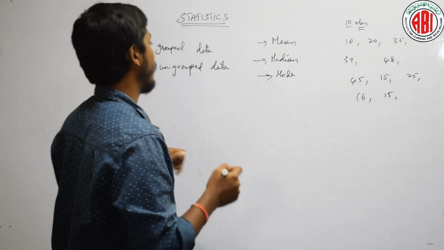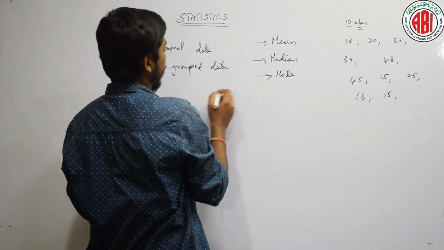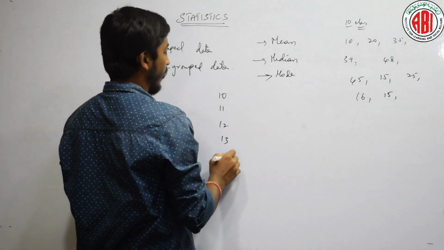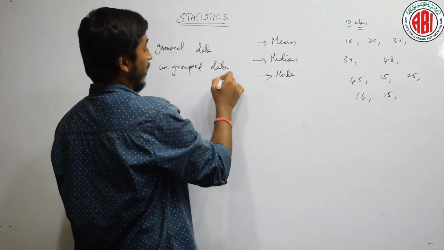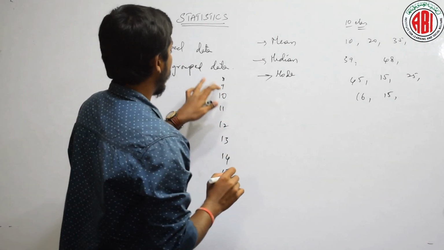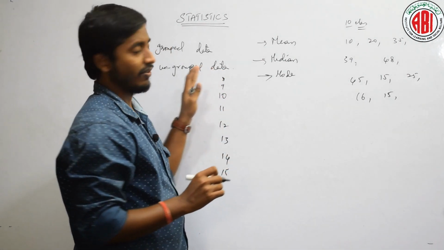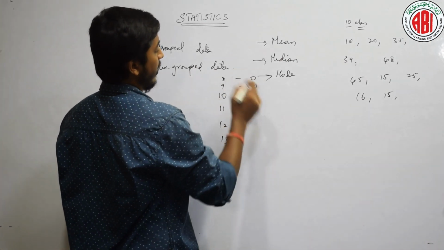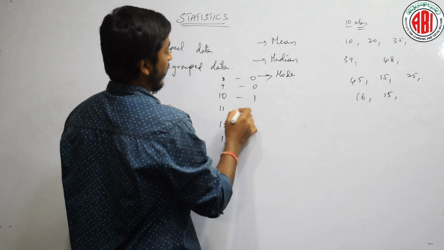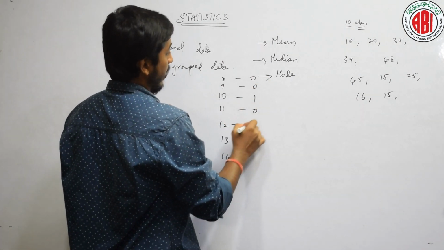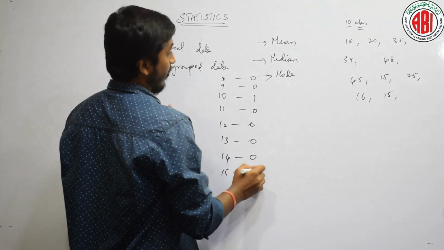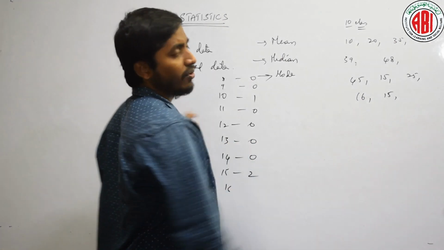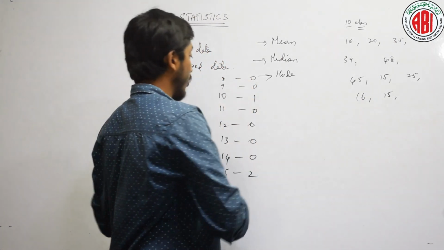For example, how many people got 10, 11, 12, 13, 14, 15, or else 9, 8? Did anyone get these marks? No, they did not get. Number of students is 0. For 10, how many people got? 1. 11, did someone get? No. 12, no, 13, no, 14, no, 15, 2 people. Like that I have to write for 16, 17 and so on up to 50. I have to write 50 rows for it.